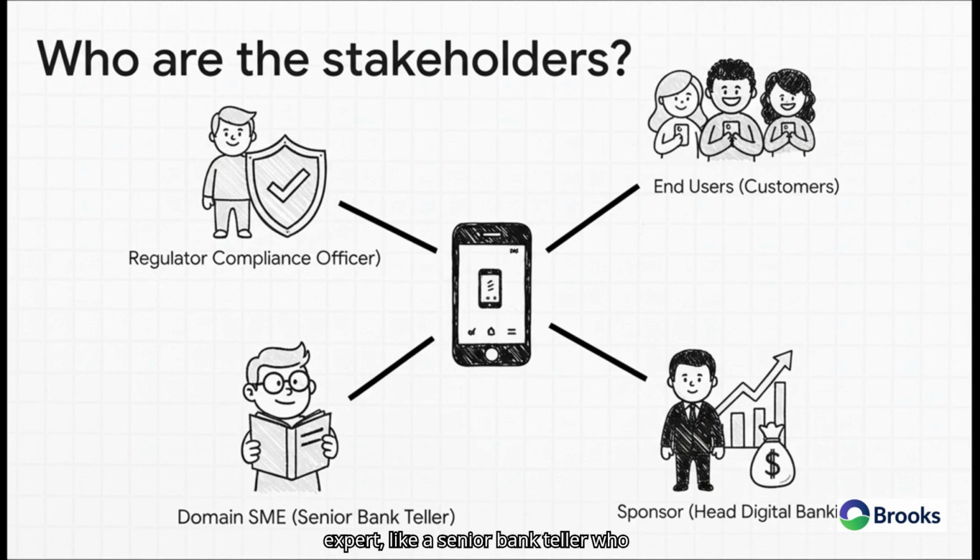And don't forget the domain expert, like a senior bank teller who knows the real-world rules. Their definition of value is all about accuracy. And then there's the regulator, whose idea of value is that the app is 100% compliant with the law. See how every single one of them has a different definition of success? That's why you have to talk to all of them.